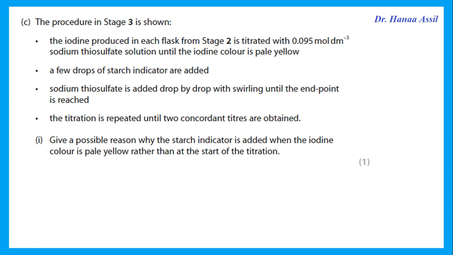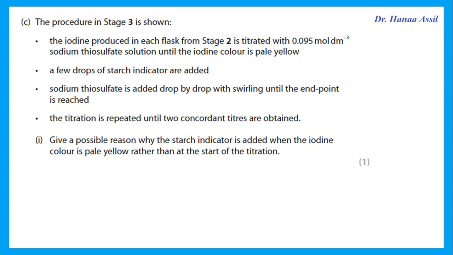starch indicator. Remember, when we do a titration involving iodine, the indicator we use is starch, and we add it not at the beginning of the titration, but towards the end, because at the beginning the color is too dark and I wouldn't see any color change. So we wait until the iodine is used up, the color becomes pale yellow, then we add a few drops of starch indicator. Sodium thiosulfate is added drop by drop until the end point is reached. The titration is repeated until we get concordant results.